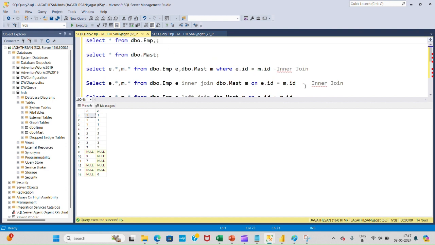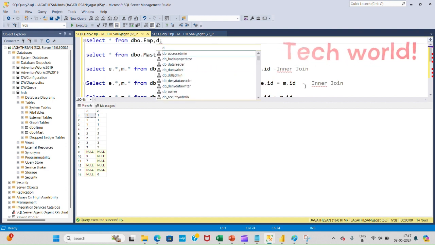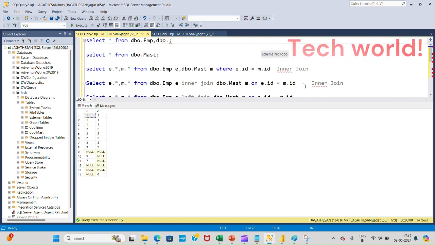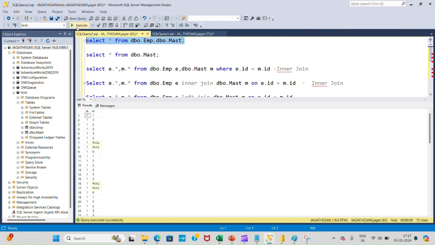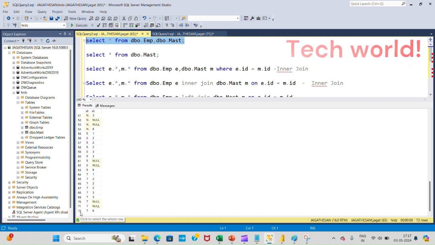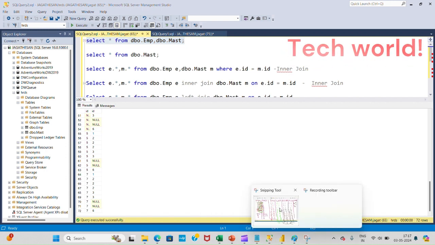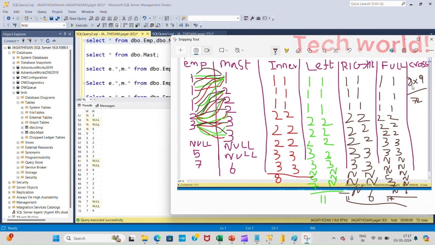So I am just adding the table name with dbo dot, most. So the common total number of records is 72, the combination I explained in this chart. 8 into 9, 72 records total. So one will match with one, one will match with two, again one will match with two. In the same way it will cross multiply.